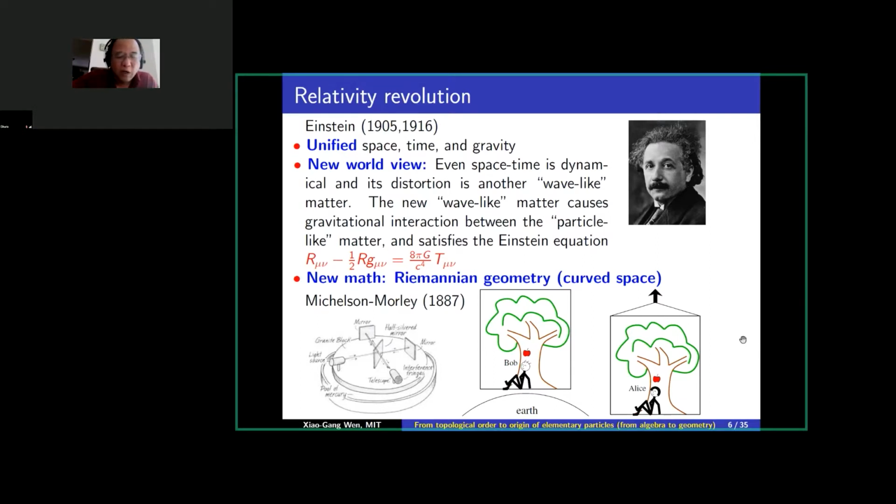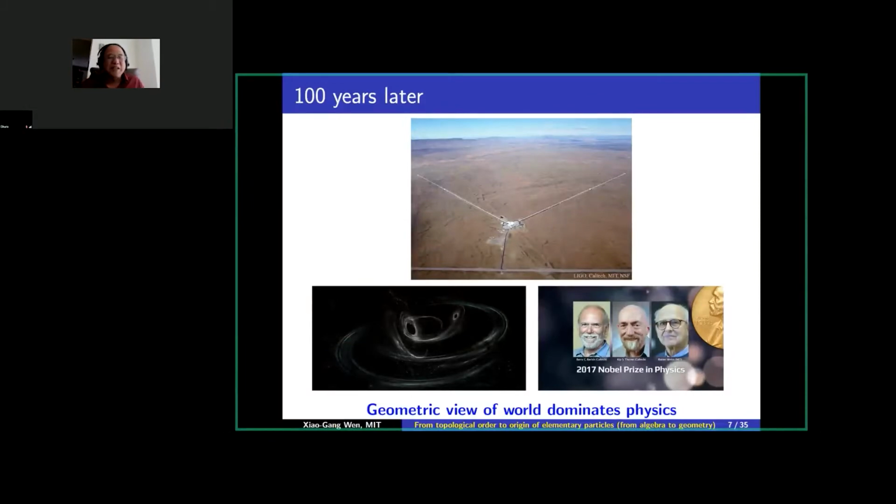It took about 100 years to confirm Einstein's prediction. The gravitational wave was only discovered recently. So we have this fiber bundle picture of electromagnetic interaction, and also the tangent bundle picture of gravitational interaction. It is very beautiful. The curved space and the curved fiber bundle are really related to the fundamental interactions, and physicists really like them a lot. This forms a geometrical view of our world.